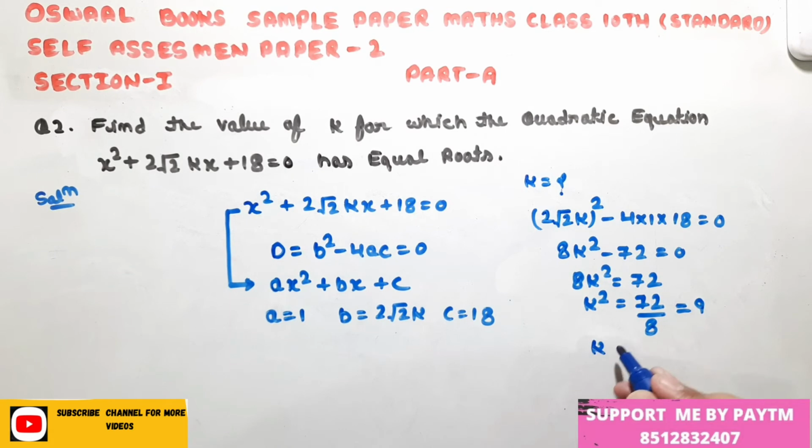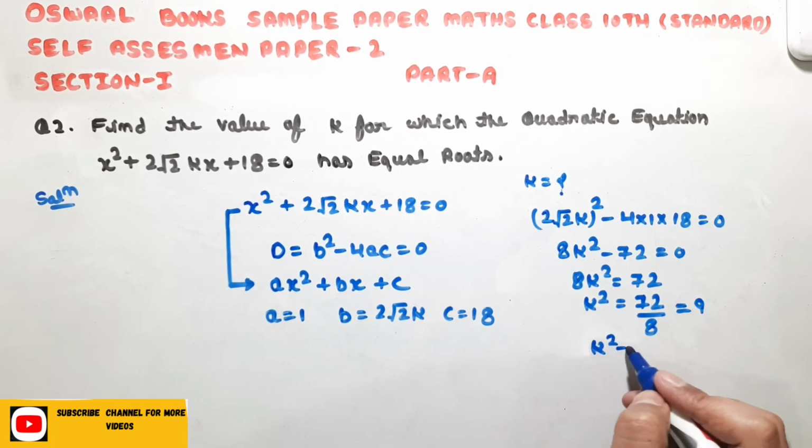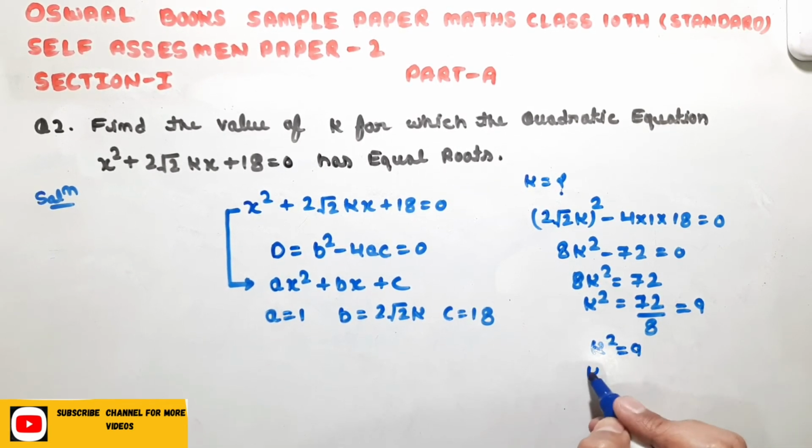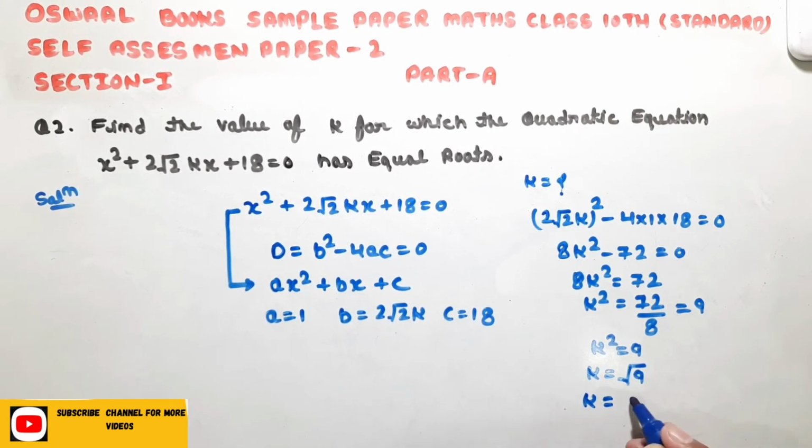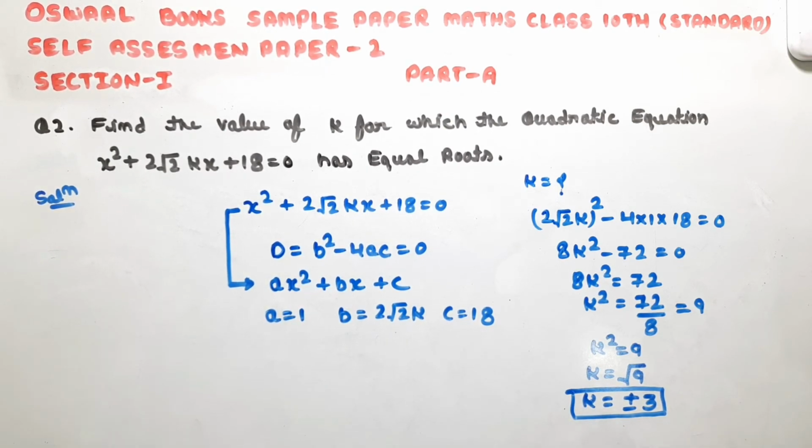So from here k square will be equal to 9. So k will be equal to under root 9. So from here k will be equal to plus minus 3. So k will be equal to plus 3 or minus 3. This is our answer.